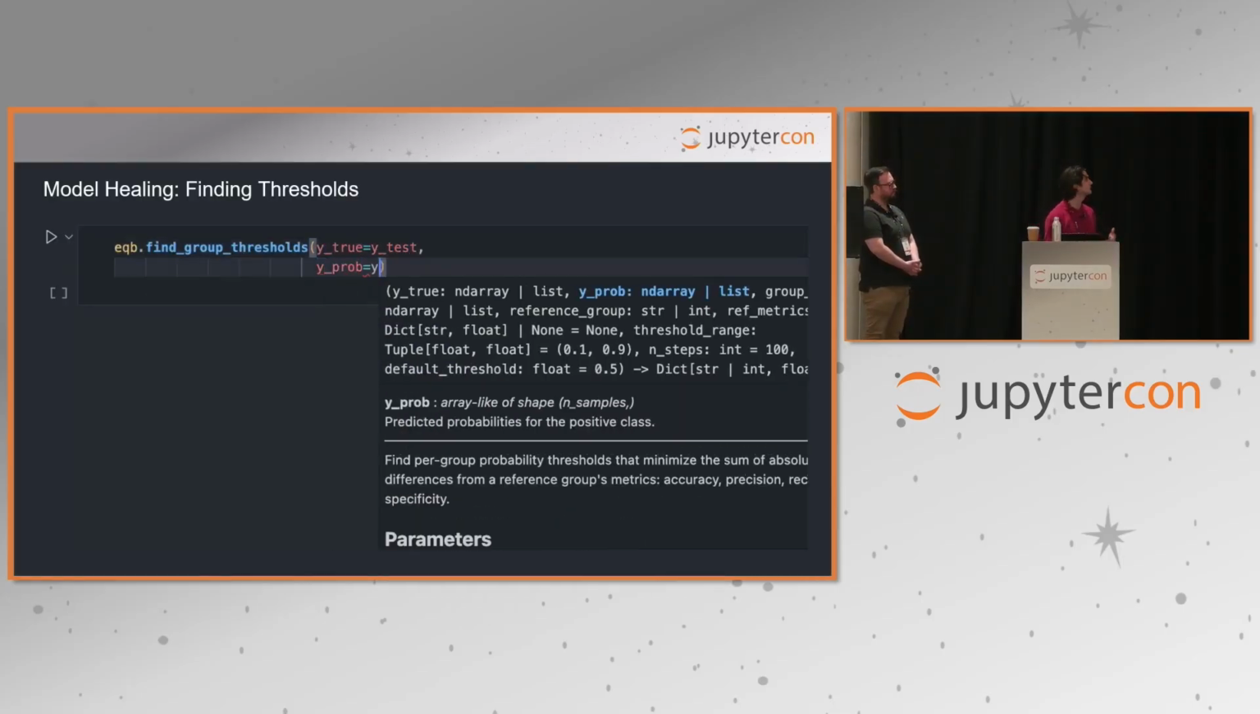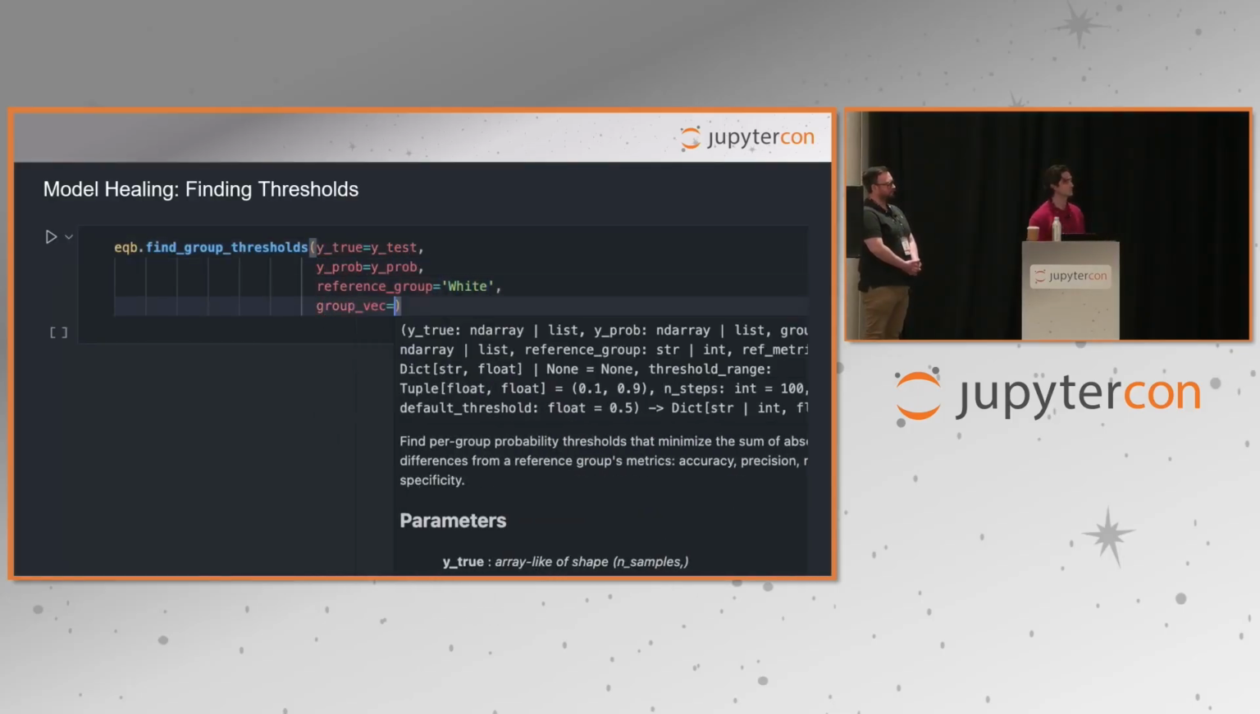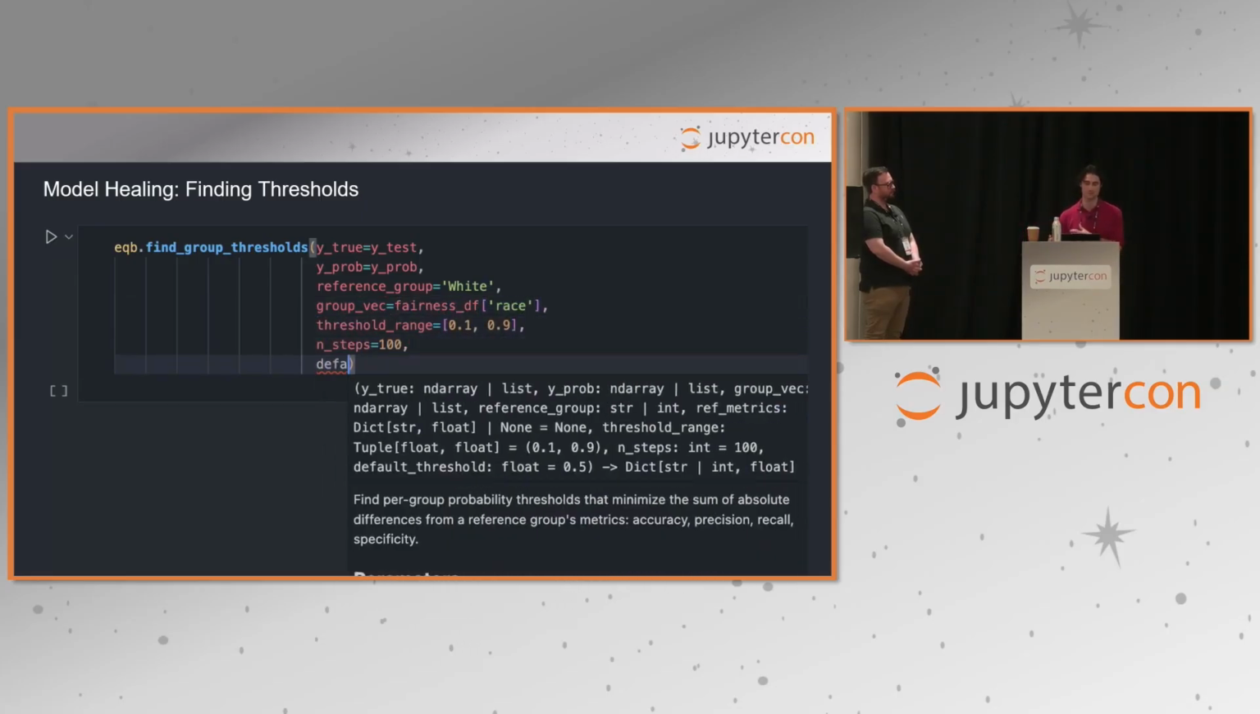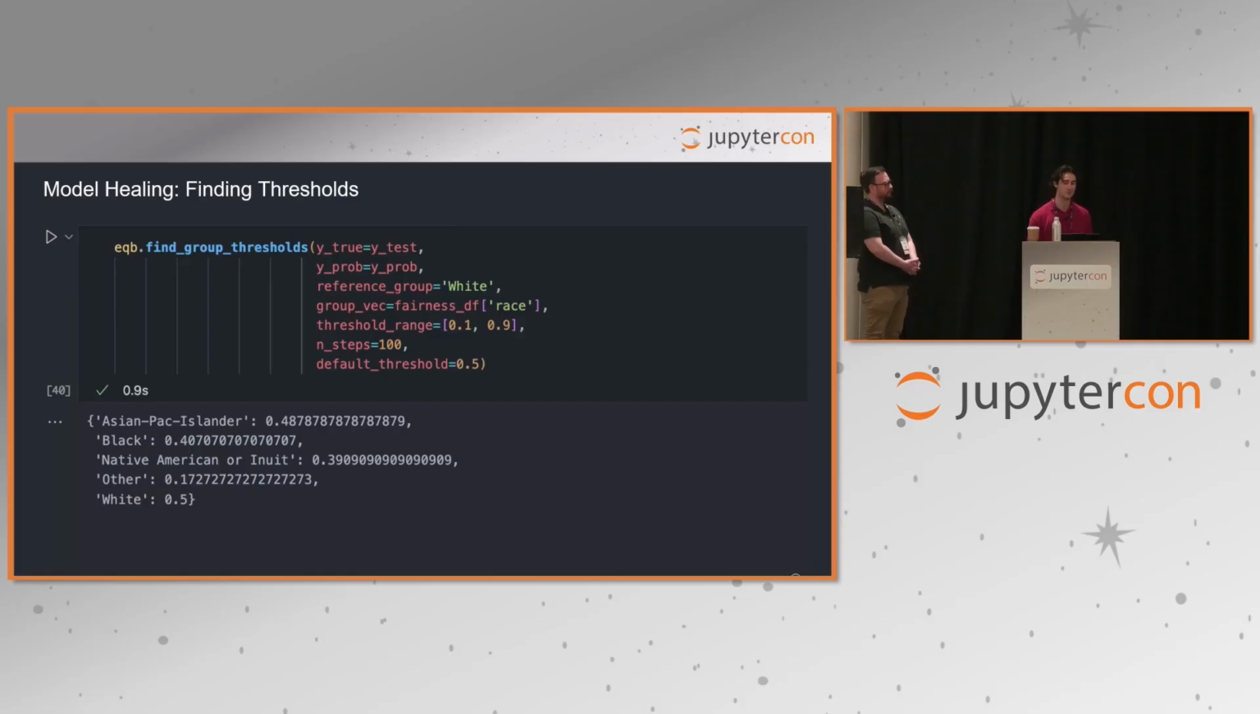So we're going to be finding different decision thresholds for the different subgroups. Using this method will help make the model's performance more equitable, and we'll deal with the biased threshold issue that we saw earlier in the slides.